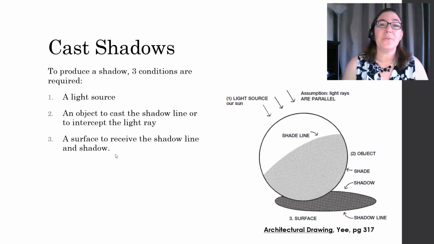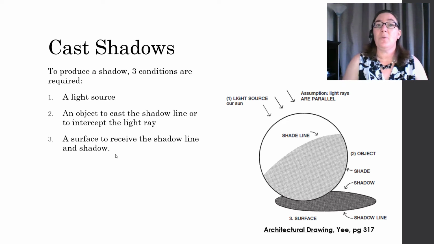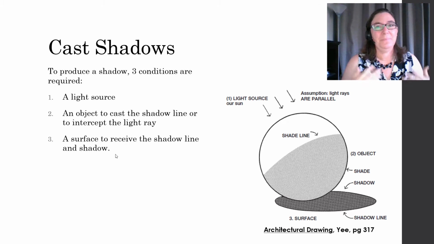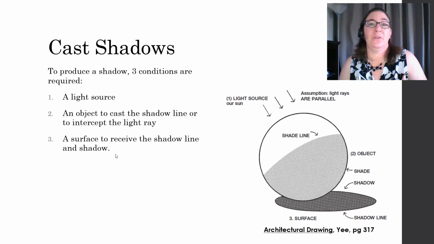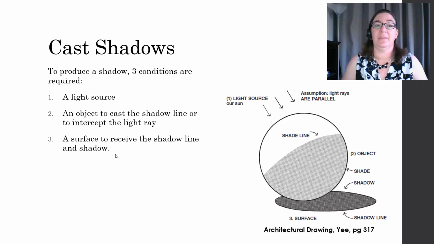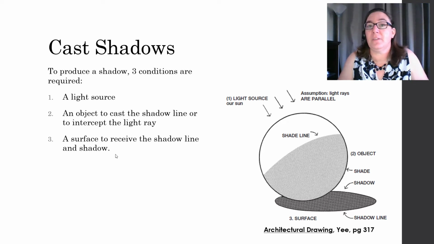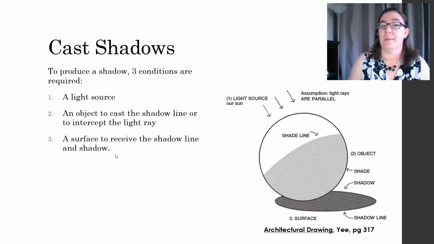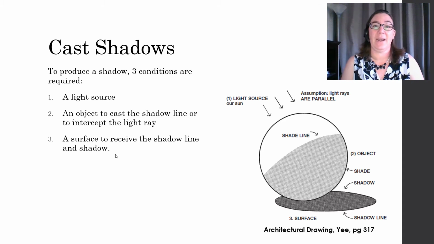So starting out, how do you cast a shadow? To produce a shadow, you have to have these three conditions. First of all, you have to have a light source. You have to have an object. The object will cast the shadow line, or you can think of that as the object will intercept the light ray. And finally, there has to be a surface. This is usually the ground plane, or sometimes it's a wall behind the object that will receive the shadow line and receive the shadow.